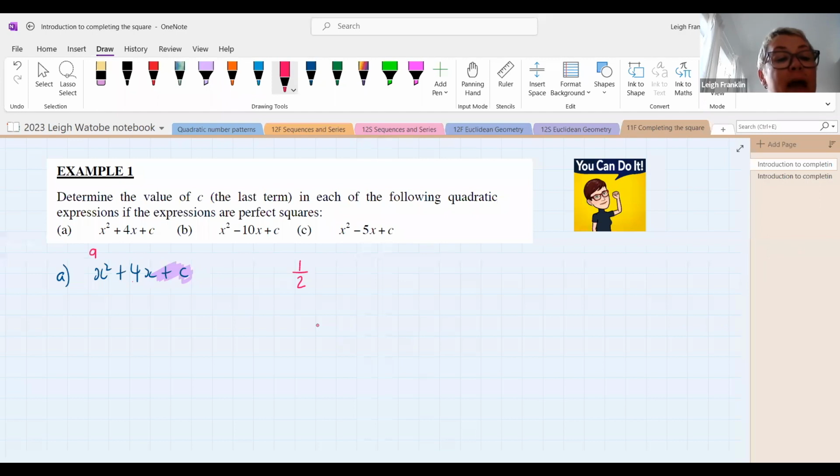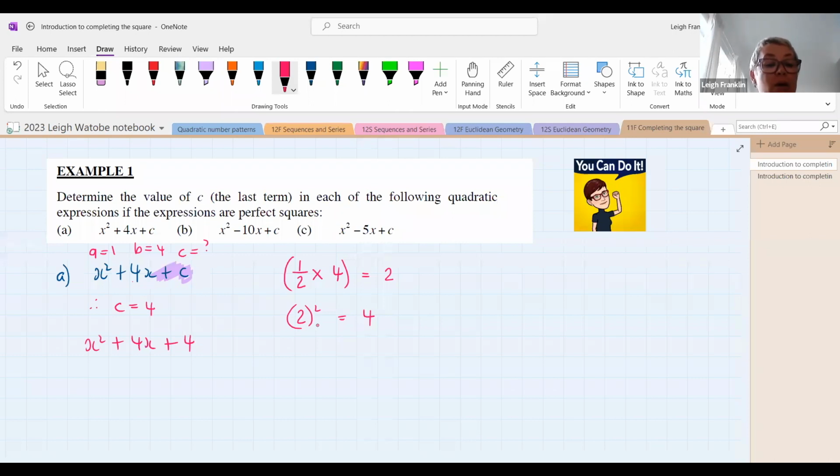So in other words here, a is equal to 1, b is equal to 4, and we do not know what the value of c is. So when we complete the square, we take half of the value of b. Whatever b is, in this case it's 4. So half of 4 is 2. We take that number and we square it, and we get 4. That means the value of c in this case is 4. So x squared plus 4x plus 4.